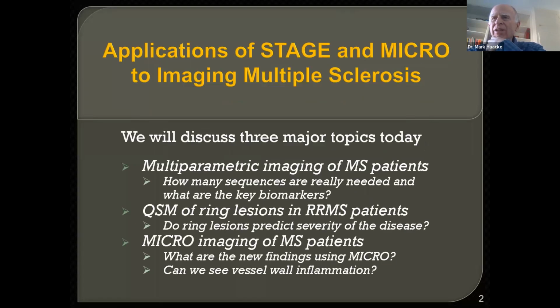The major topics that I want to talk about today are multiparametric imaging of MS. The question here is, how many sequences are really needed to image somebody, and what are the key biomarkers that you can take away from this? Another one is discussion of what are called ring lesions in relapsing remitting patients, and do they predict severity of disease? And a third one is a new technique we call microimaging, which is a means to look at the microvasculature, and are we able to see new findings for MS using micro? And can we possibly even see vessel wall inflammation?